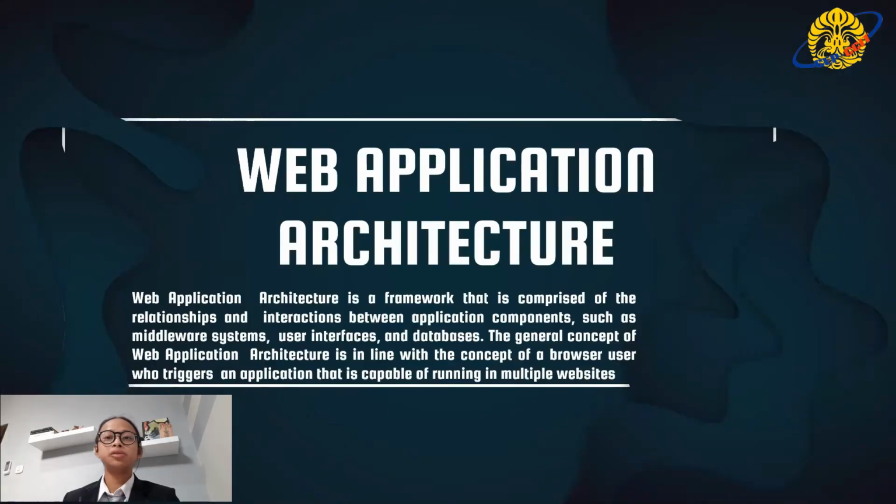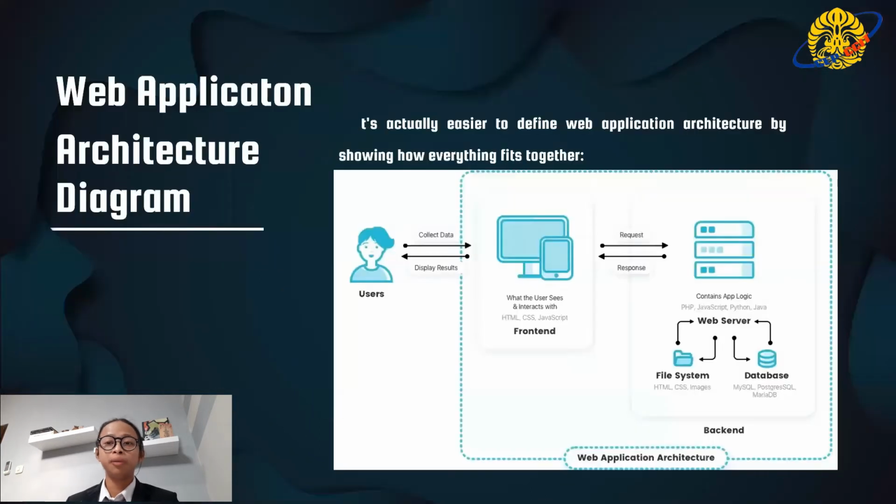So, what is Web Application Architecture? Web Application Architecture is a framework that is comprised of the relationship and interaction between application components such as middleware, system, user interface, and database. The general concept of web application architecture is in line with the concept of a browser user who triggers an application that is capable of running in multiple websites.